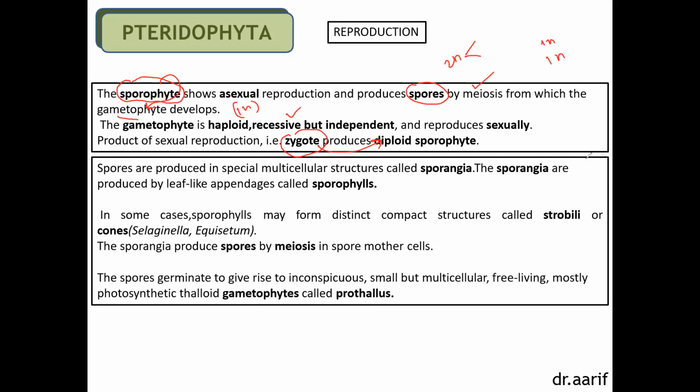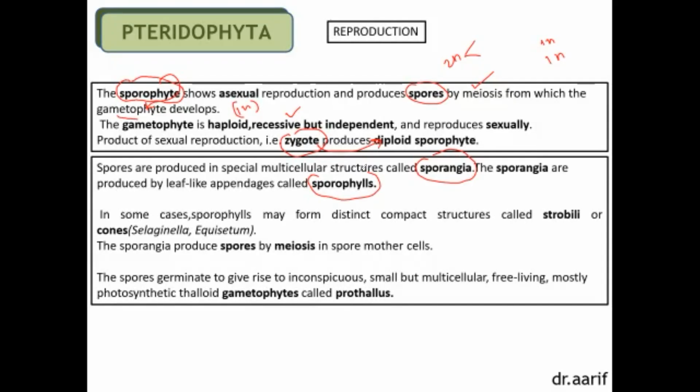So spores are produced in a special मल्टीसेल्युलर स्ट्रक्चर की ज्याला म्हणतो आपण स्पोरॅन्जिया. So sporangia are produced by leaf-like appendages, sporophylls. म्हणजे स्पोरॅन्जियावरती लीफ लाईक अपेंडेजेस आहेत ज्याला आपण स्पोरोफिल म्हणतो. And this sporophyll is involved in the production of special spores. Okay, spores तयार करायला it carries out the particular work.